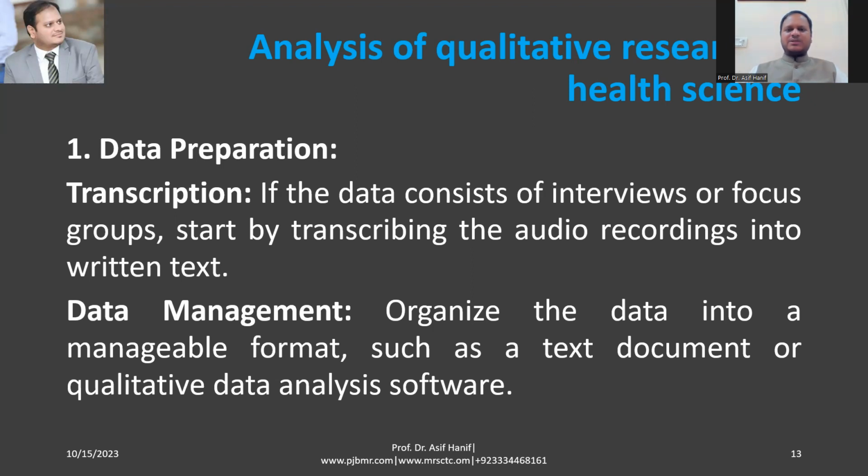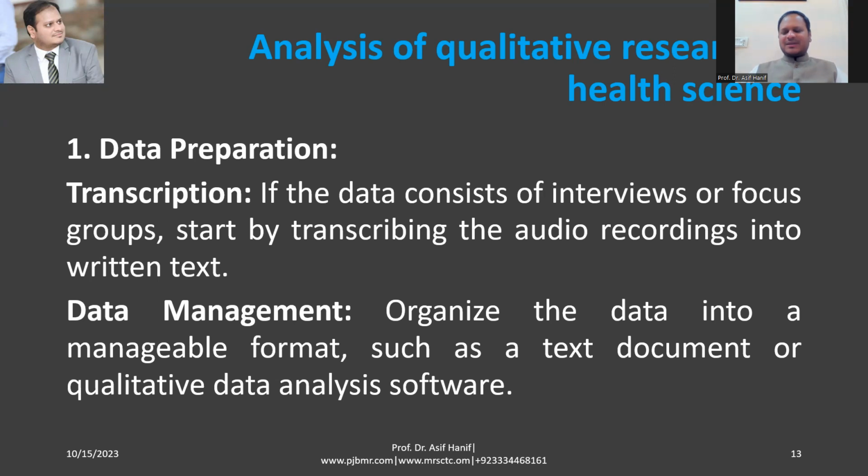important. What is transcription? Basically, if the data consists of interviews or focus groups, start by transcribing the audio recording into written text. For example, you have 20 people whose talks are recorded and it's with you. And now you need to write down, for example, if you need to write down my lecture in text, it is called transcription. If you write down my lectures word by word, and if you analyze all the major points I told you during this lecture, that is the transcription.